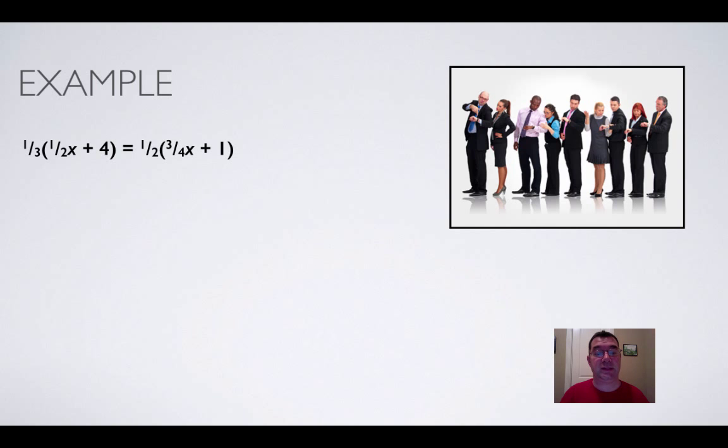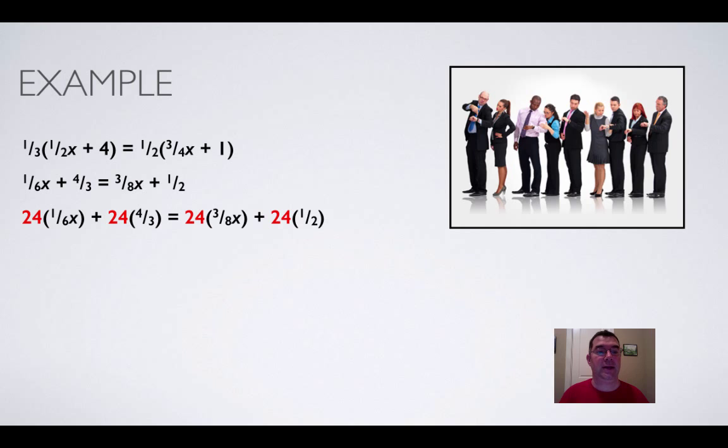Let's talk about this one. It's really heavy with fractions and it's got parentheses in it, so I think we'll be needing all of our steps. So first of all, if I distribute that 1/3 on the left to each term in the parentheses, I will get 1/6 x plus 4/3. And then if I distribute that 1/2 to every term in the parentheses on the right, I will get 3/8 x plus 1/2.